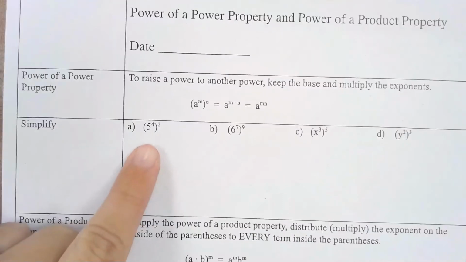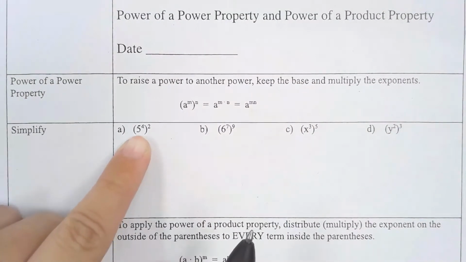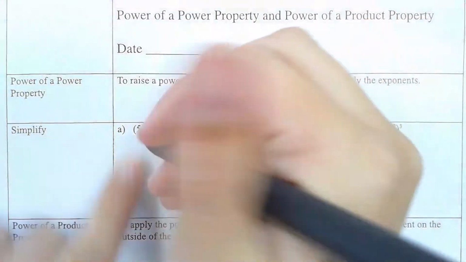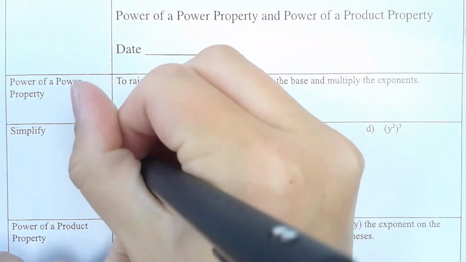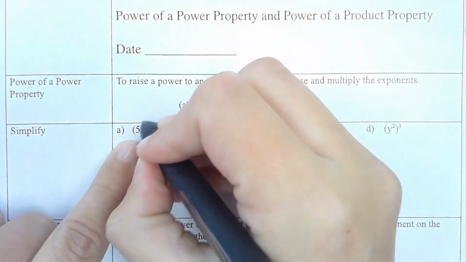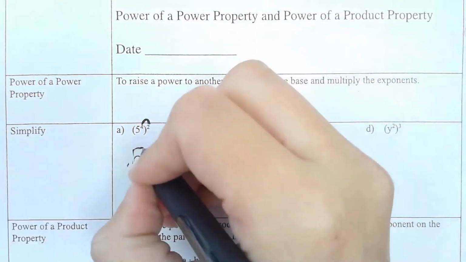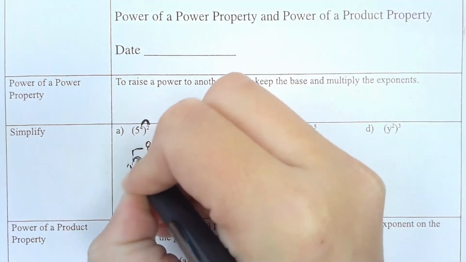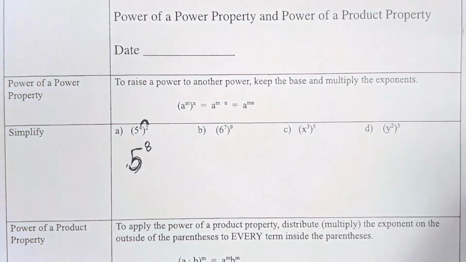Looking at this one here, we have 5 to the 4th, all to the 2nd. Our base is 5, so we're going to keep our base as 5. When you're taking a power to a power, you just multiply your two exponents. So 4 times 2 is 8, and your answer here is 5 to the 8th power.